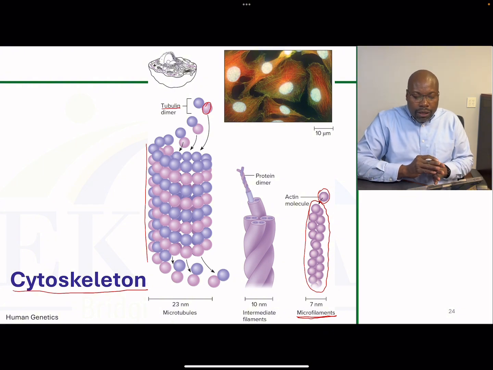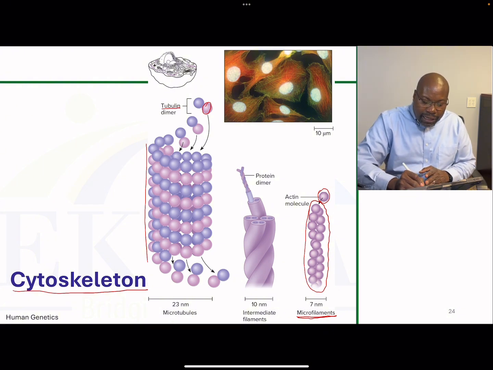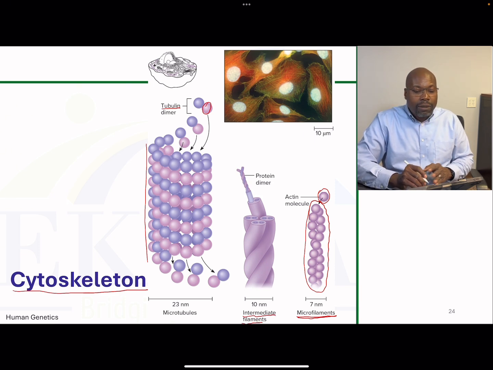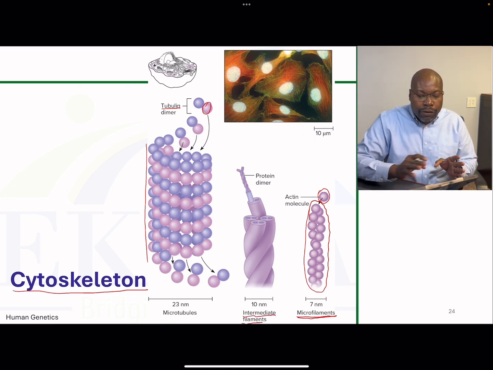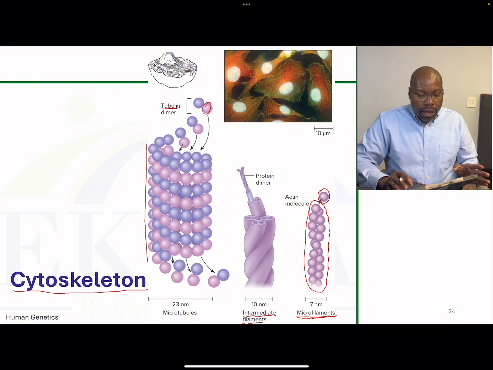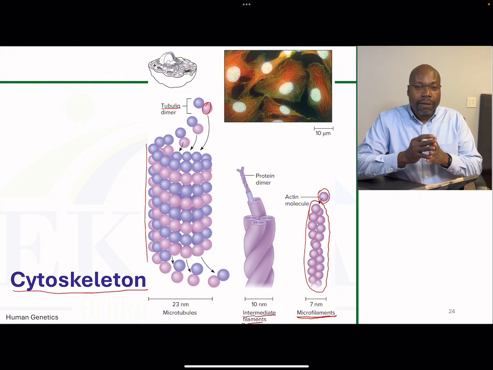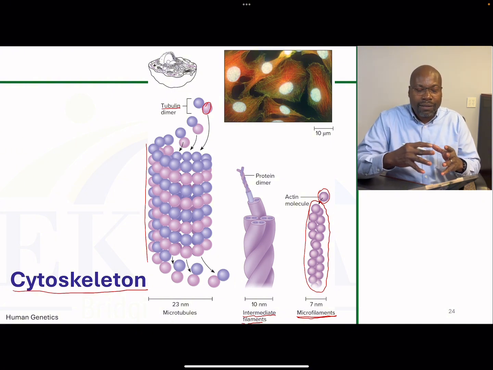Finally, I want to talk about the intermediate filaments. The intermediate filaments are the least well characterized filaments of the three cytoskeletal filaments. However, the intermediate filaments play a very important role, for instance, in strengthening the membranes, providing a mechanical resistance to environmental influence.